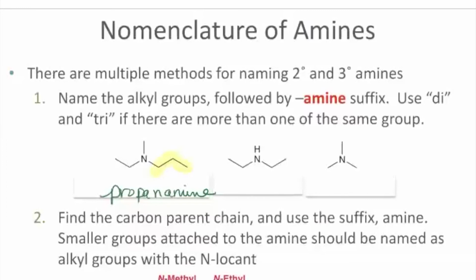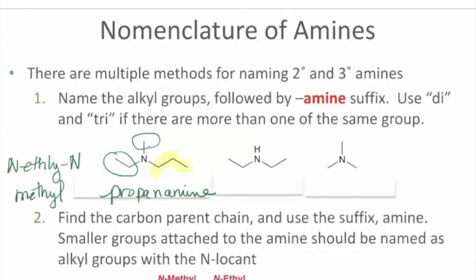And so now we have a substituent which is a methyl group off of the nitrogen, and we have a substituent which is an ethyl group off of the nitrogen. So we're going to take the ethyl group first because that is alphabetically first, and then we're going to name the methyl group. And so the way we do that is we're going to say N-ethyl N-methyl propanamine. So rather than indicating the number of carbon that our substituent is, we call it N, meaning that that substituent is coming off of the nitrogen.